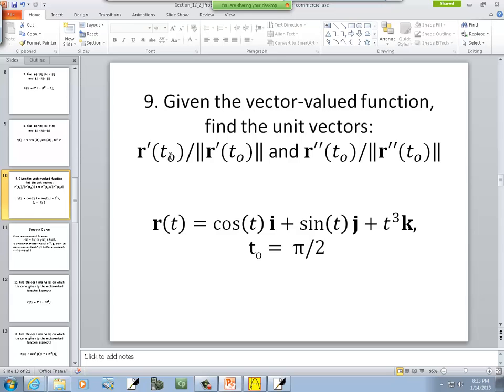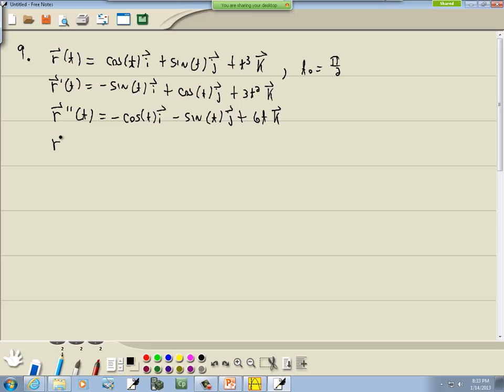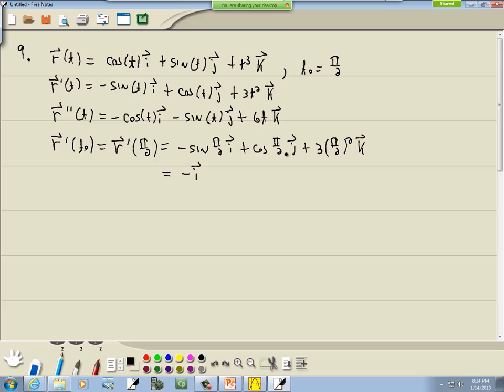Now, we need to plug in t naught into these. So we're going to find our first derivative. We'll plug in t naught. t naught is pi over 2. So our first derivative, we'll plug in pi over 2 for the t. So we got negative sine pi over 2 i plus cosine pi over 2 j plus 3 times pi over 2 squared k. Now, sine of pi over 2 is 1, so this gives us negative 1i, or just negative i. Cosine of pi over 2 is 0, so that drops away. And I'm going to square this, so that gives us plus 3 pi squared over 4 k. Now we also need to plug in t naught into our second derivative.